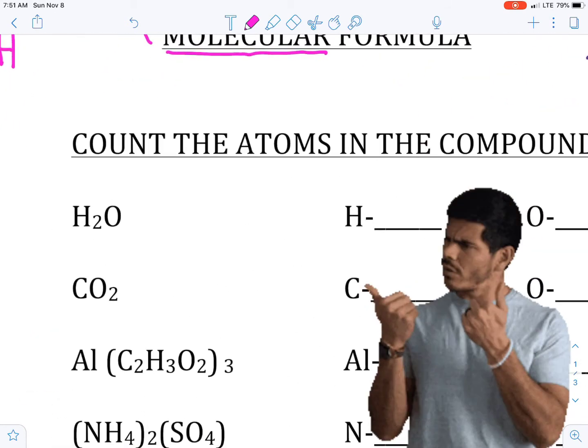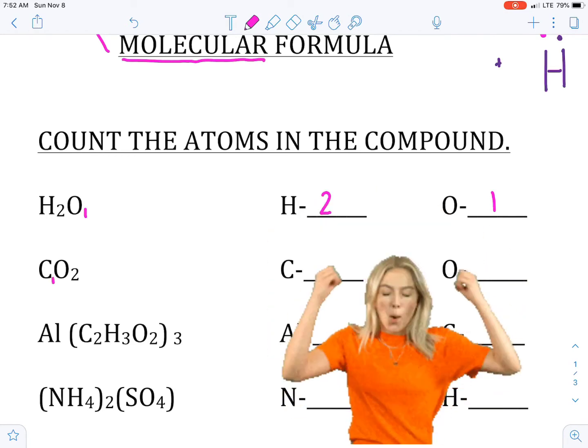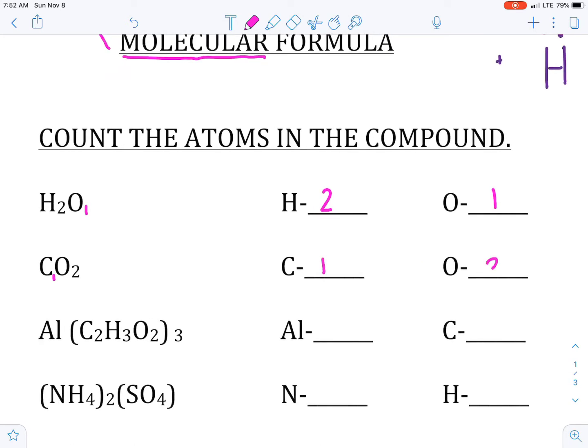We have H2O. I look at that and I say, oh my gosh, there's 2 H's and 1 O. Remember, invisible 1 behind there. Carbon dioxide is our CO2. Right? There's 1 C and 2 O's.